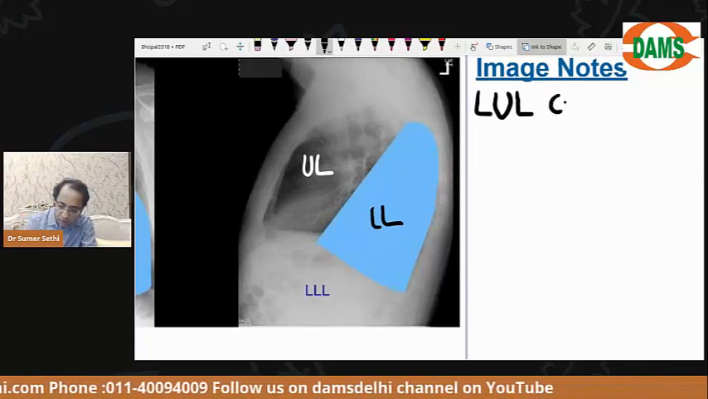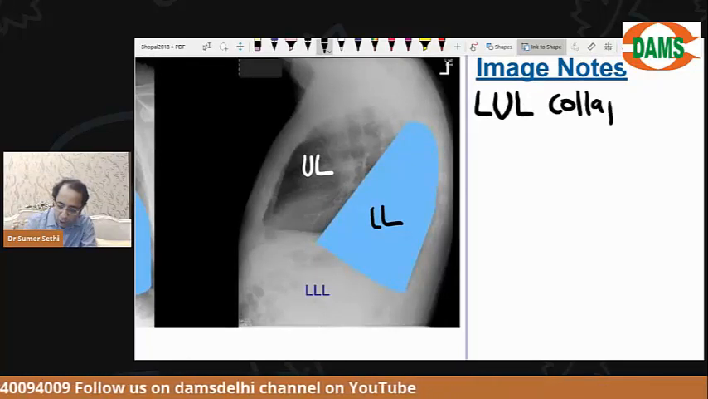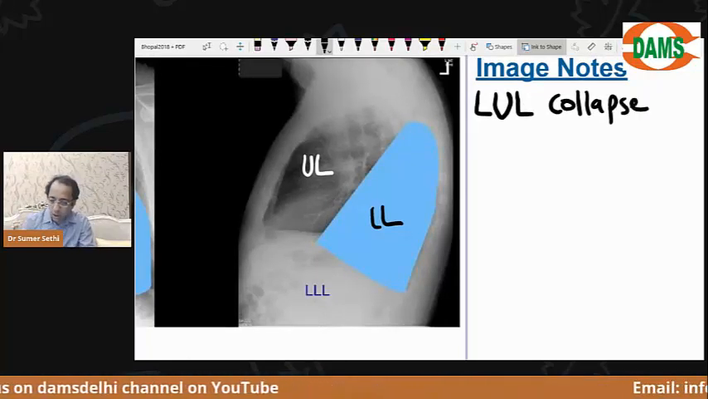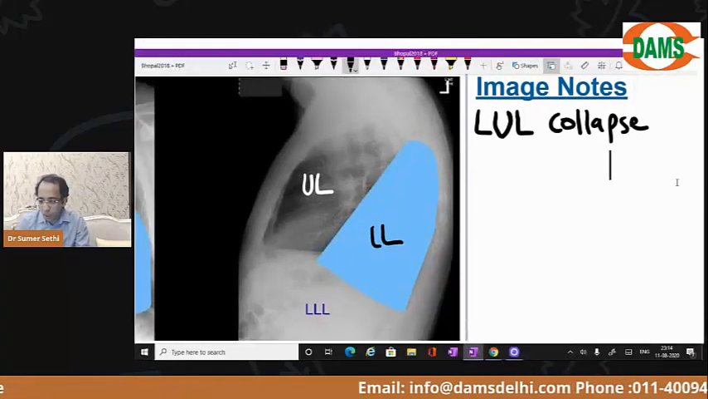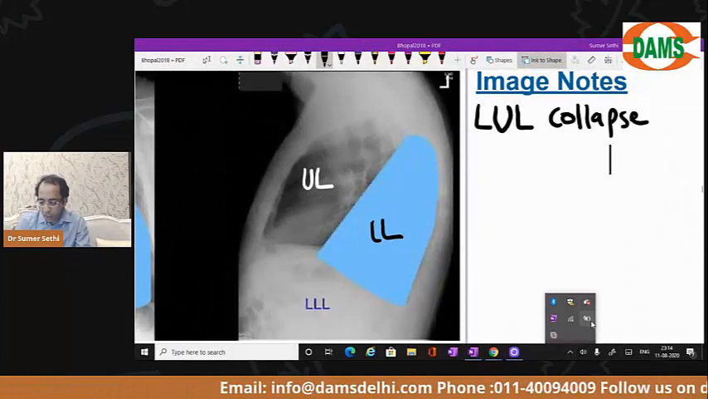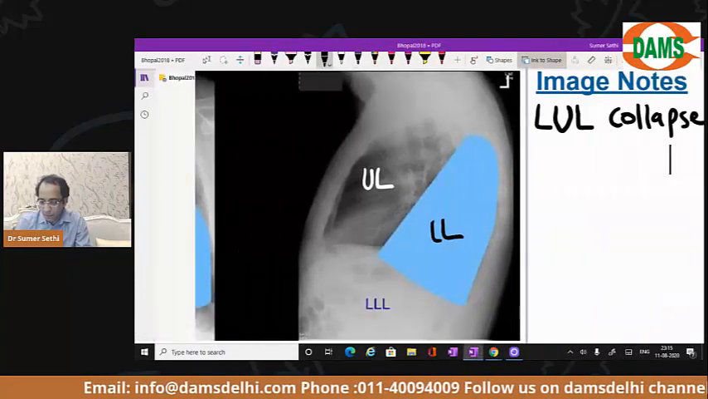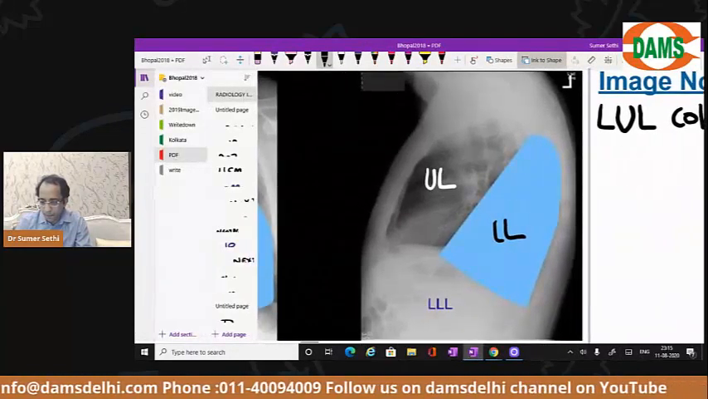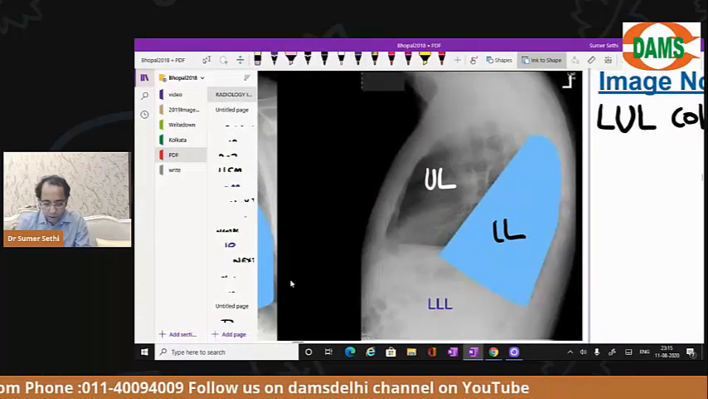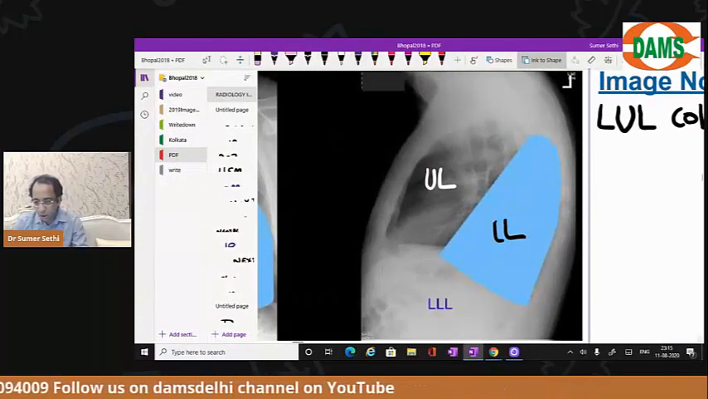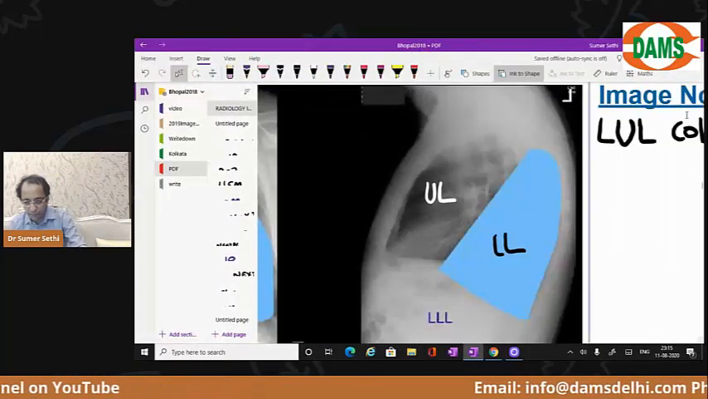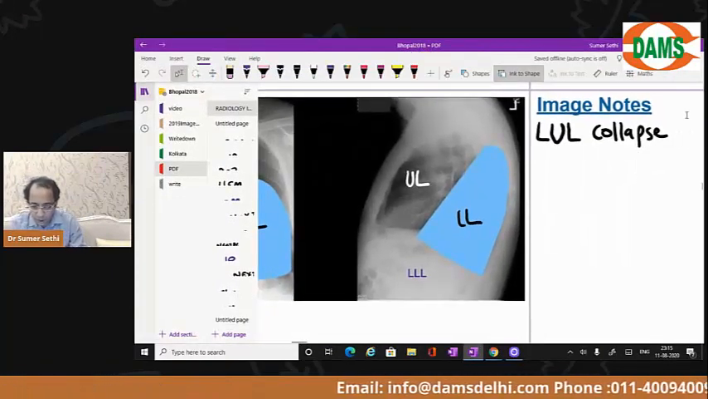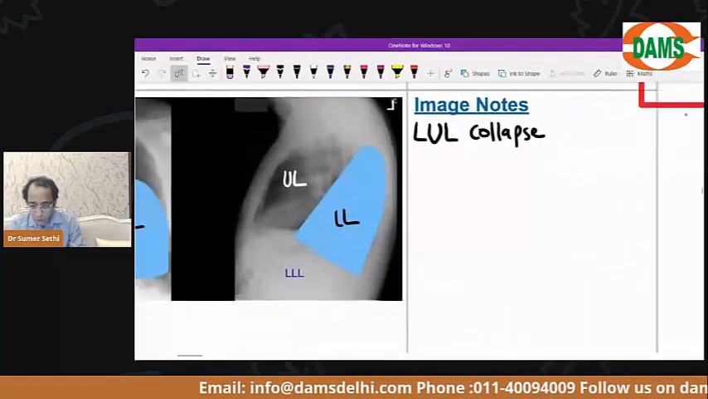If you have left upper lobe collapse, how will you identify it on an X-ray? Let's see an answer. I'm sure you will be able to follow.